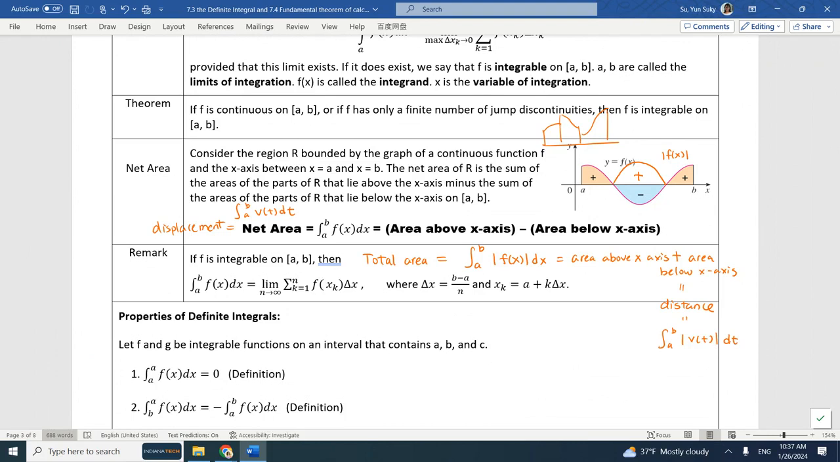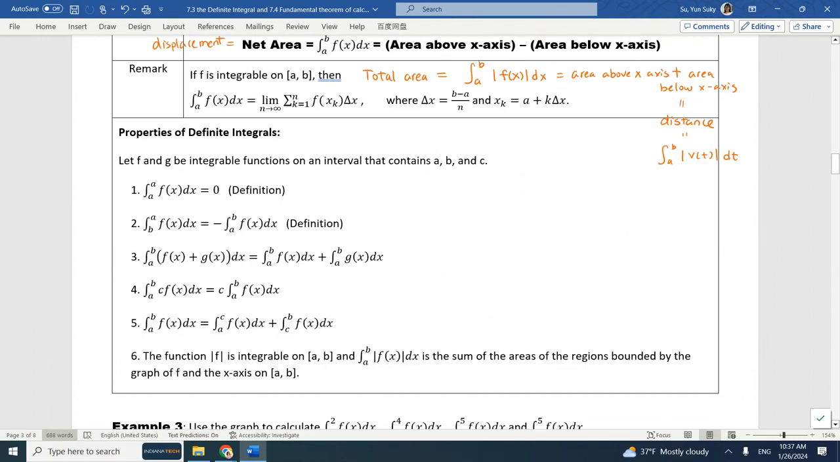Like here, I'm standing. Let's say this is the positive direction. I go this way 2 meters, and I go that way 4 meters. My displacement will be negative, but my distance is the total distance I traveled. It will be 2 plus 4 is 6. So your net area, the sum of the positive area and negative area, can cancel. In the total area, you don't want them to cancel. You want to add them all up.